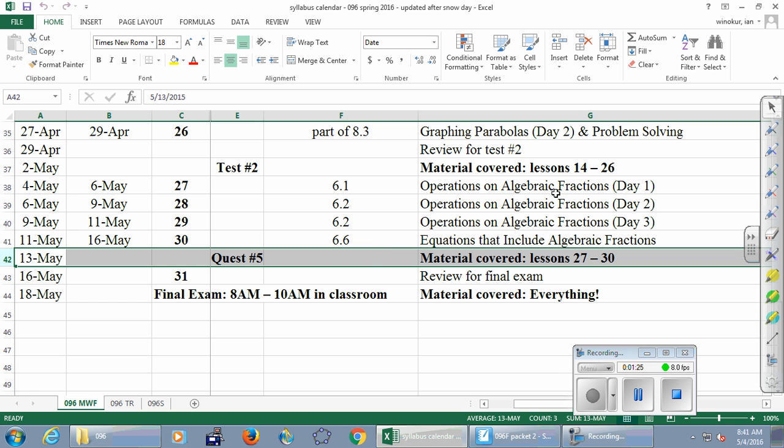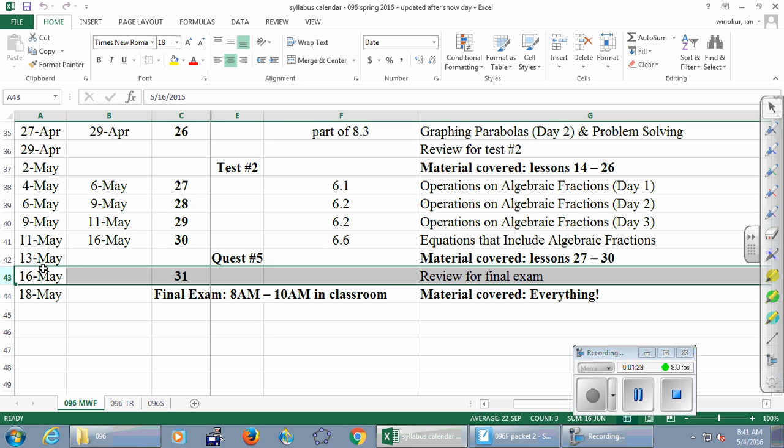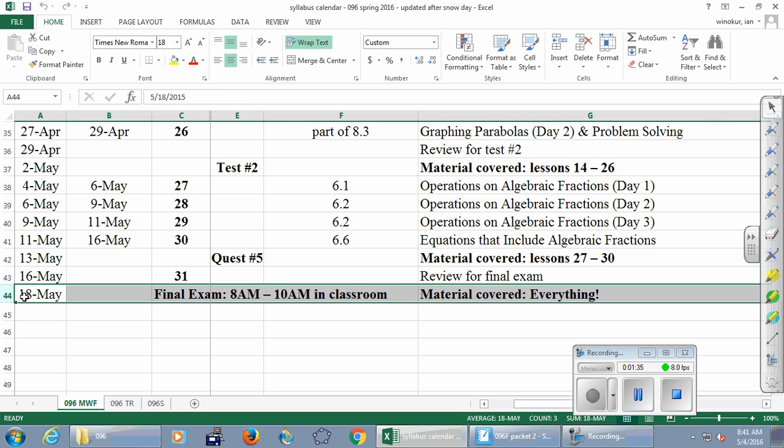It is on just the 4 classes on fractions. Then we've got 1 review day on the Monday coming up, a week from this Monday, I should say. And then the final exam is 2 weeks from today, gang. We will be here before you know it. 2 weeks from today is our final. It is on everything for this semester.